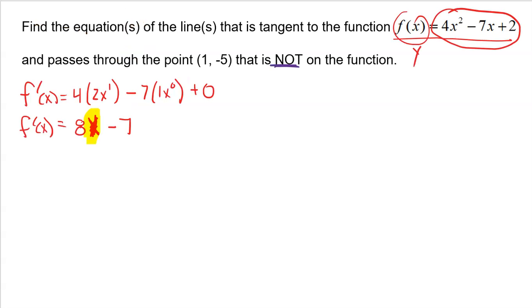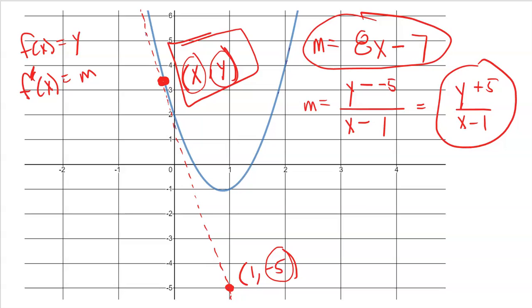All right, so let me make sure that everybody understands where we're at right now. This is where a picture is really worth 1,000 words. Drew a picture, and I just kind of said, hey, I need to find this point of tangency. I have no idea what it is. I'm just going to label it x comma y. And that point of tangency, if I know that x, I could use the derivative to find the slope. The derivative is 8x minus 7, easy. But if I have 2 points, I could also find the slope by using old school algebra, y minus the y coordinate of negative 5, over x minus the x coordinate of 1. And that produced the y plus 5 over x minus 1.